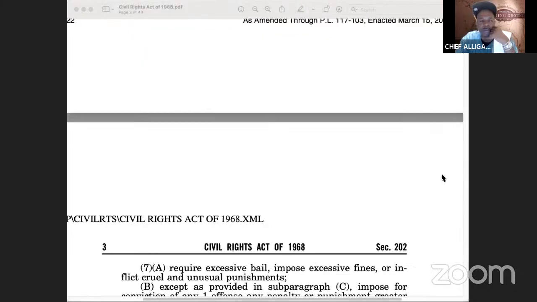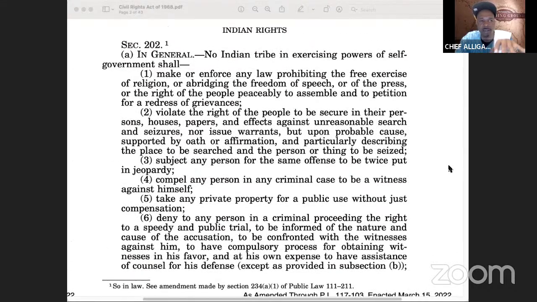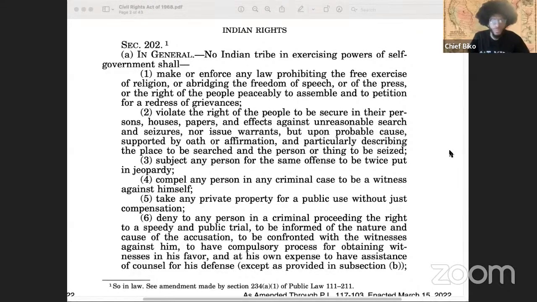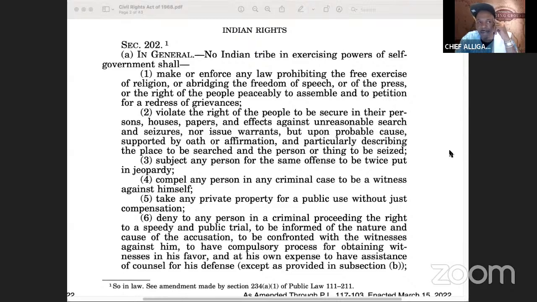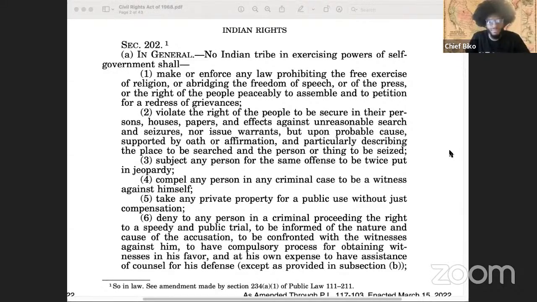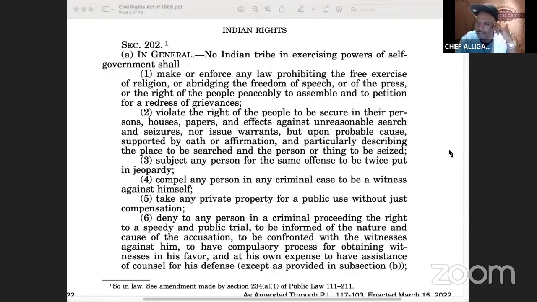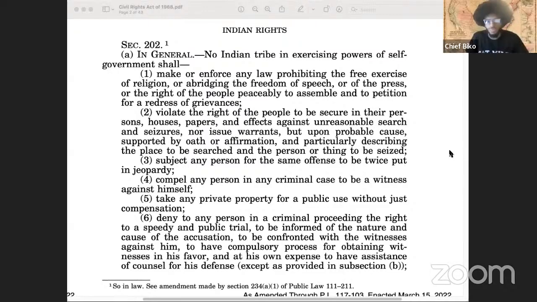Scroll back up real quick to the first one and what you just read. Section A, where it says, in general, no Indian tribe in exercising powers of self-government. That's a contradiction. If I really own and run something, nobody tells me what to do. Correct. So here the United States government is saying, if you're an Indian tribe and you're self-governing your tribe, they're telling you what you can and can't do.